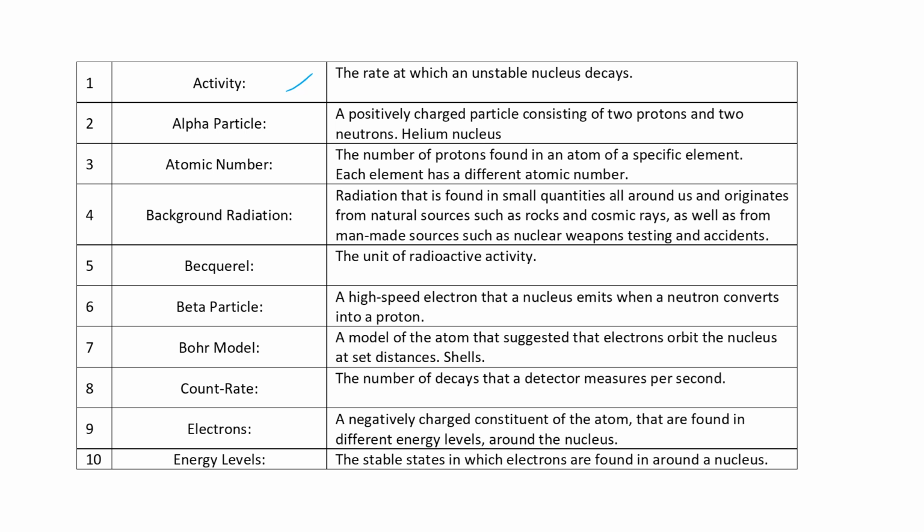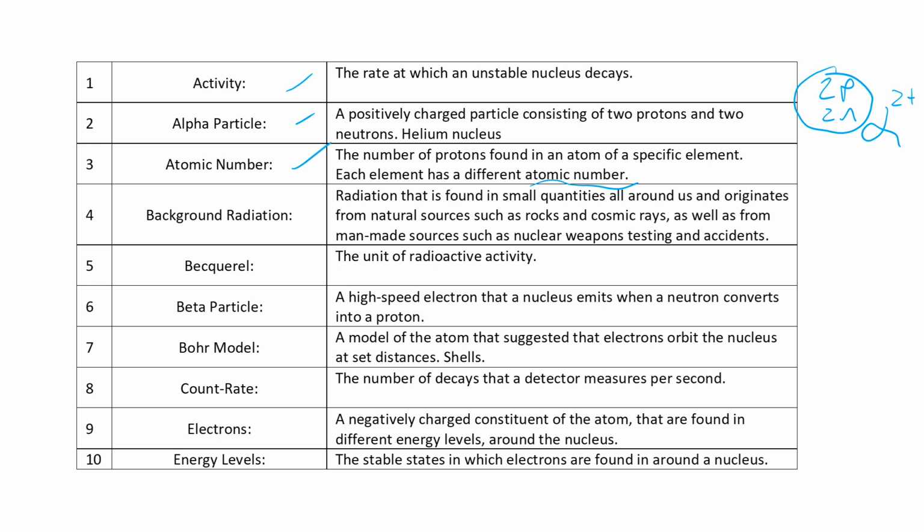A positively charged particle consisting of 2 protons and 2 neutrons, often called a helium nucleus, so it's just the middle, it's not the electrons around the outside, is an alpha particle, and it's often written as alpha 2+, because it's got 2 protons in there. The number of protons found in an atom of a specific element, each element has a different atomic number, right? Tells you the actual answer there, which is a bit silly, atomic number.